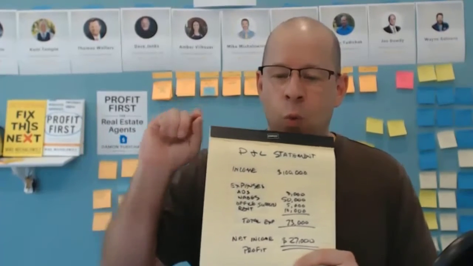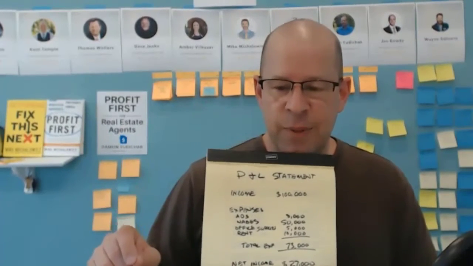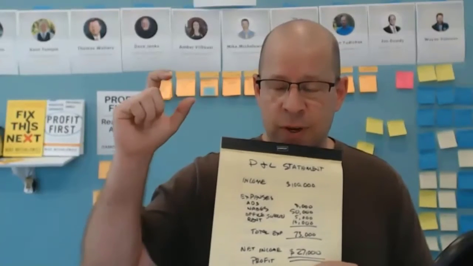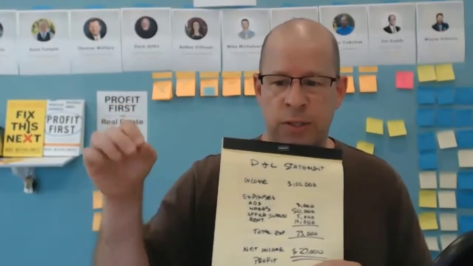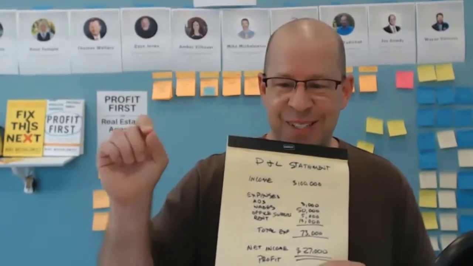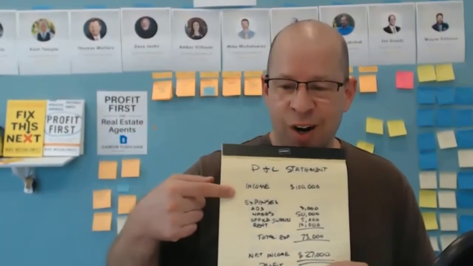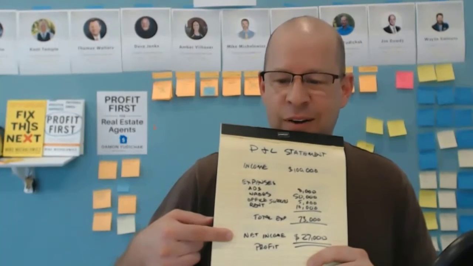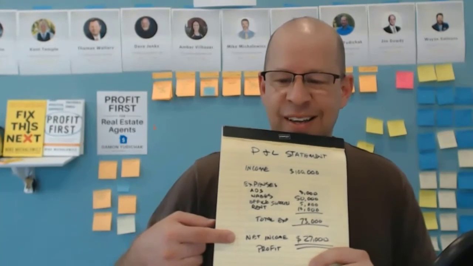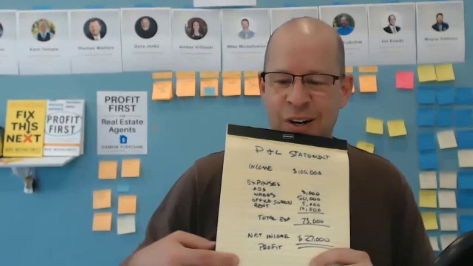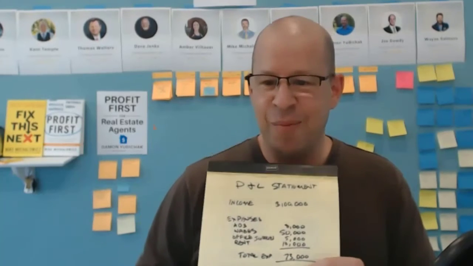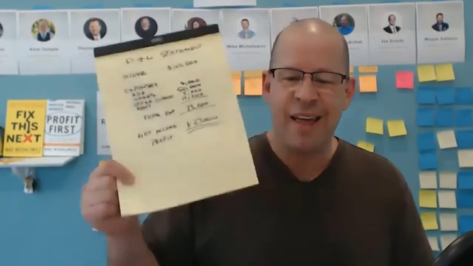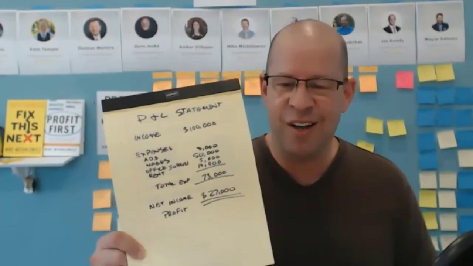Really, the P&L statement is not that complicated if you simplify it and look at it in its couple of parts: income and expenses. Income is what you earn. Expenses is what you spend. And then profit is what you've got left over. Now, if this number down here, this 27, were a negative number, that means you lost money. You don't want to do that. So anyway, that is my explanation of the P&L statement.